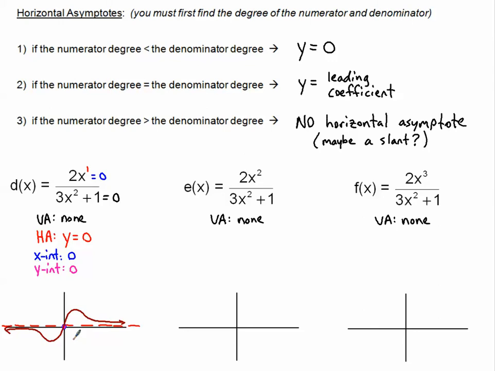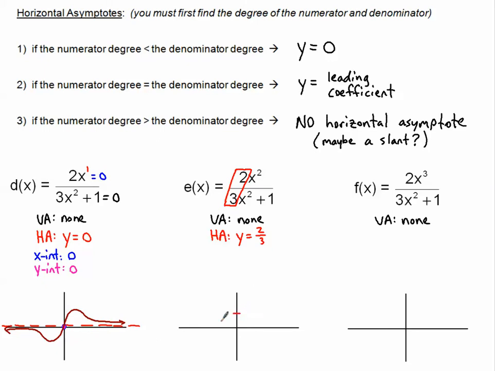E of x. We've already done the vertical asymptote. Let's talk horizontal asymptote. In e of x, I've increased the numerator's degree this time to a 2. So therefore, the degrees are identical. And if the degrees are identical, we take the leading coefficient. The leading coefficient in the numerator is 2. The leading coefficient in the denominator is 3. So the overall leading coefficient is 2/3. And y will equal 2/3 for our horizontal asymptote.